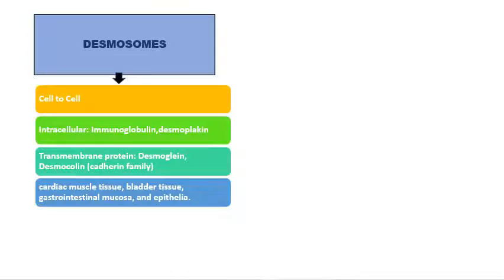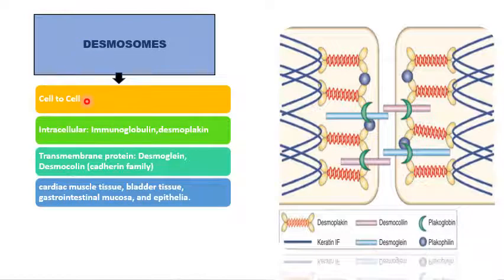So another type of anchoring junctions are the desmosomes. These desmosomes are actually involved in cell to cell interaction where they connect one cell to another. Here is a pictorial representation of the desmosome's function. Here you can see that this is an intracellular protein and this is a transmembrane protein, which are linked here internally and also externally with the other cell.